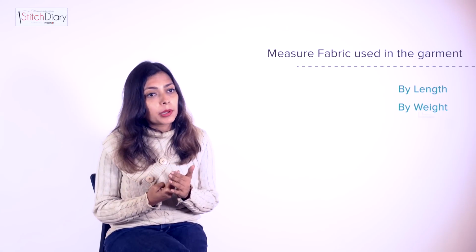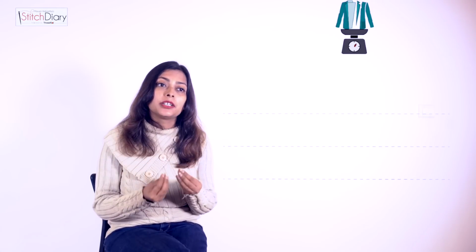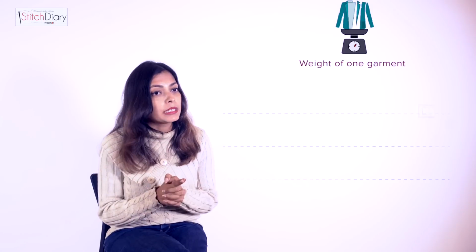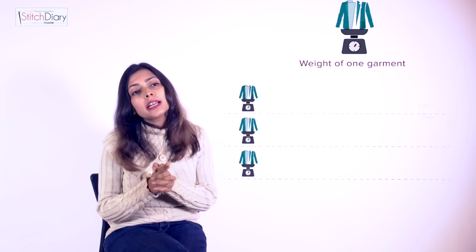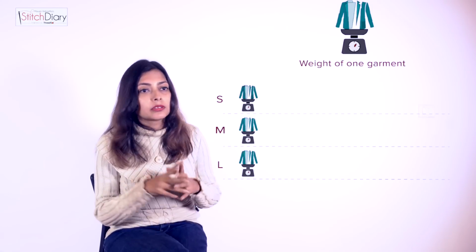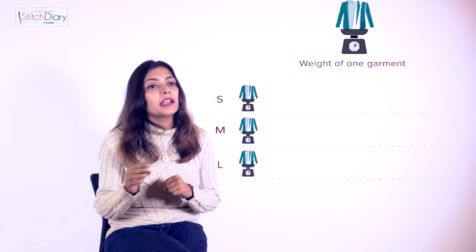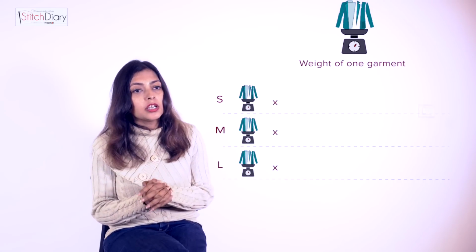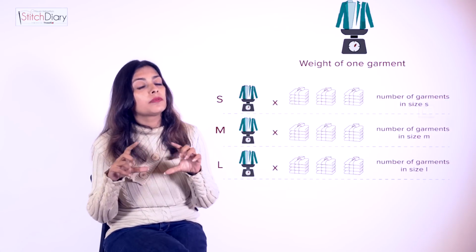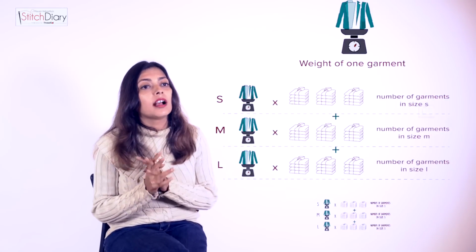While calculating by weight, what we basically need to do is measure one piece of each size before it is sent to sewing so that its weight doesn't change. Then its weight needs to be multiplied by total pieces cut in the order to arrive at the total weight of the fabric that has been used in the garment.